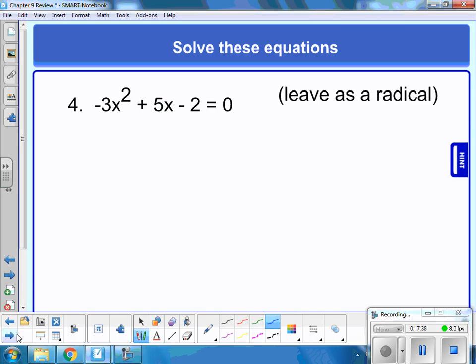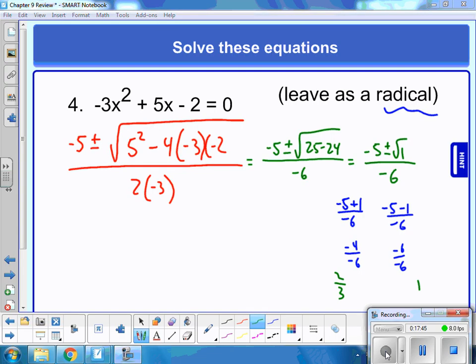All right, number 4. Let's go ahead and try this one. Press pause, give it a try, and see what happens, and leave it as a radical. Okay, this one I was really trying to leave it as a radical, but I ended up with negative 5 plus or minus the square root of 1. Square root of 1 is 1. So I just kept simplifying down. I ended up with 2/3 and 1 as my answers.